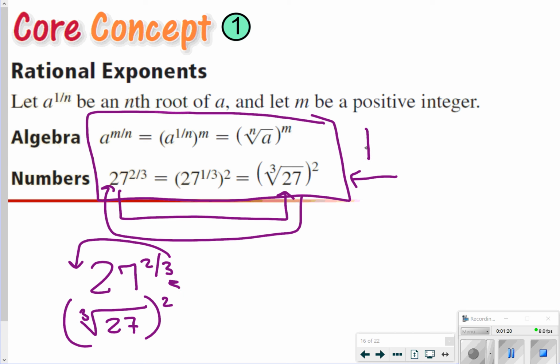Let's take time now to pause the video and write down those examples, just so you can see the difference between the radical versus the rational exponent, and then once you're done, click play so you can see how it's done.